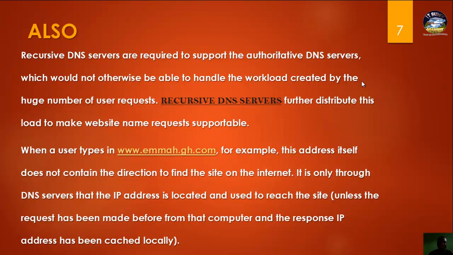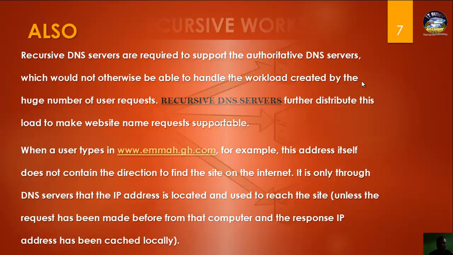locally. So as I said earlier on, the moment you go to the site and type www.ima.gh.com, you see, this is how the process begins. It's going to search for ima.gh.com. The moment it finds it and it returns, it also keeps a copy. That's what they said: unless the request has been made before from that computer and the response IP address has been cached locally. So when they have your copy, the moment you type A, the thing will just pop up, then you continue with your process. So this is how it is.